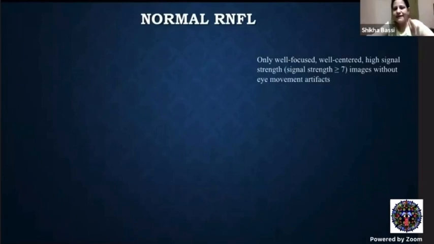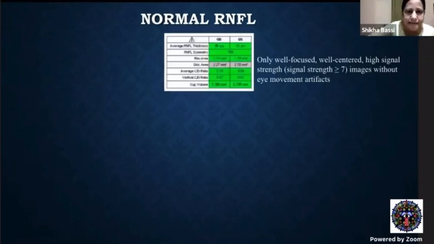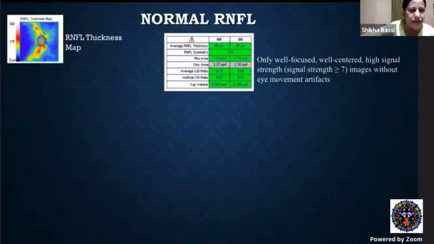Now let's look at the actual OCT. Before you touch the OCT image and use it for any analysis regarding any disease in neuro-ophthalmology, or for that matter, in any field, you should make sure that it's a well-focused, well-centered, high signal strength, at least more than 7 image without eye movement artifacts. The first thing that you get is the key parameters of optic nerve head, which are compared with the normative data. The other thing on the side is the RNFL thickness map. It is giving the topographical display of the RNFL thickness in the eye.